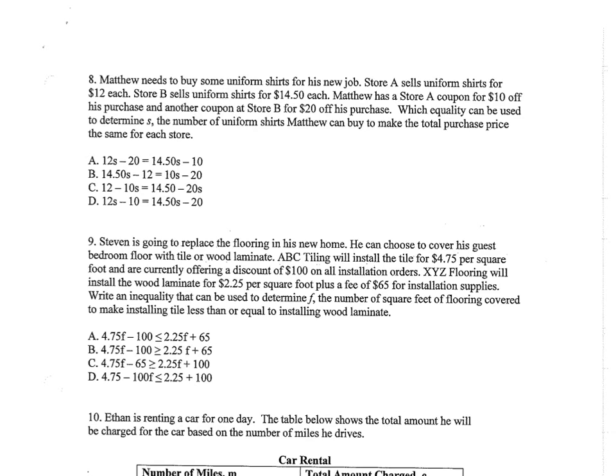Okay, Matthew needs to buy some uniform shirts for his new job. Store A sells uniforms for $12 each. Store B sells shirts for $14 each. Matthew has a Store A coupon for $10 off. So if you have a coupon for something, they're going to subtract that money, so you don't have to pay that. And then he has a coupon for Store B for $20 off. So you need to be looking for subtraction in those two areas.